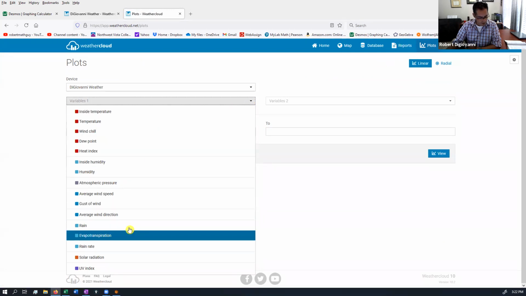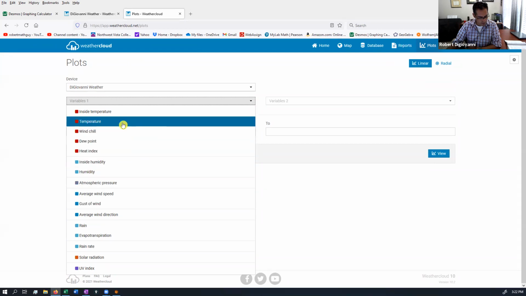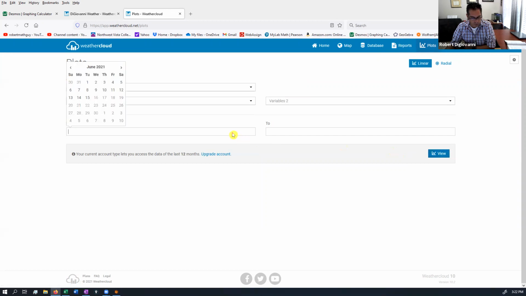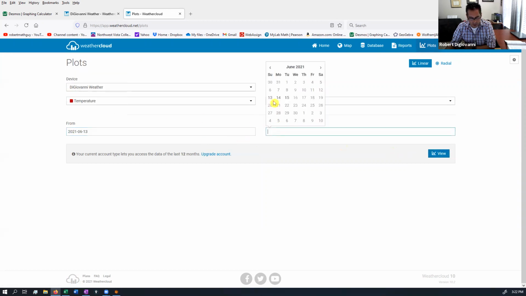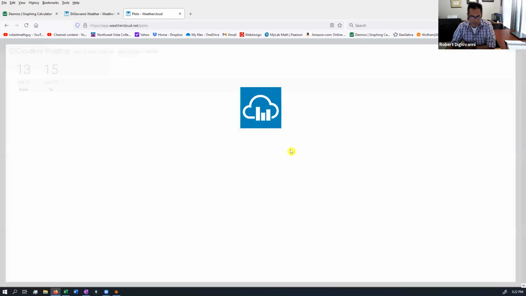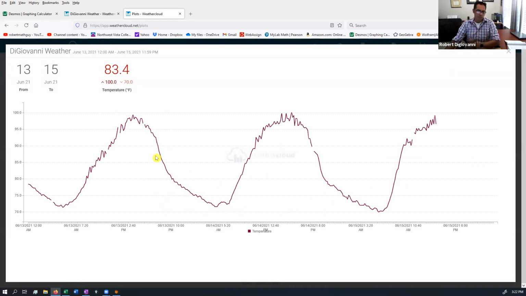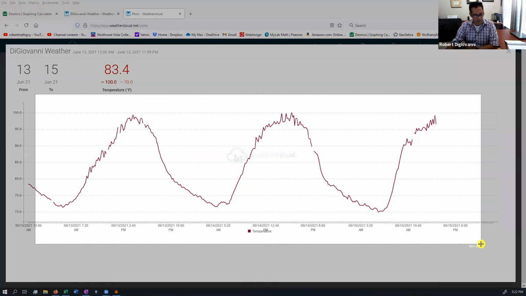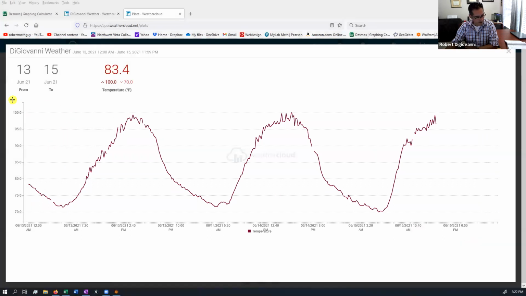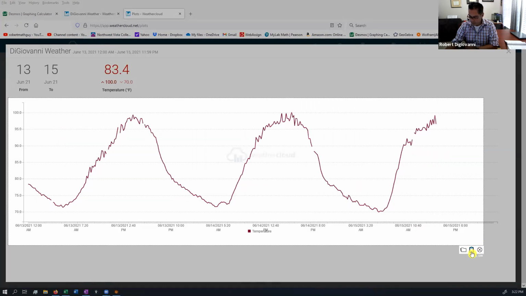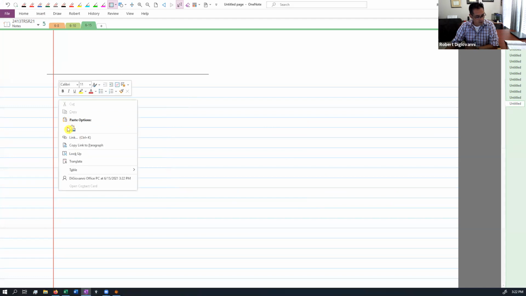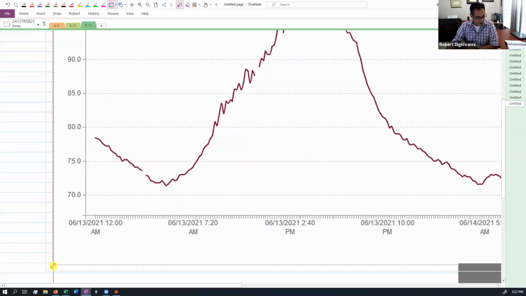Let's look at the temperature. Just going to look at the last few days in temperature here. Okay, so there we go. We've got a graph that basically represents the temperature over the past few days. Let me grab the y-axis here. These are actual temperature readings at my house. So I have a thing outside that keeps track of temperature.